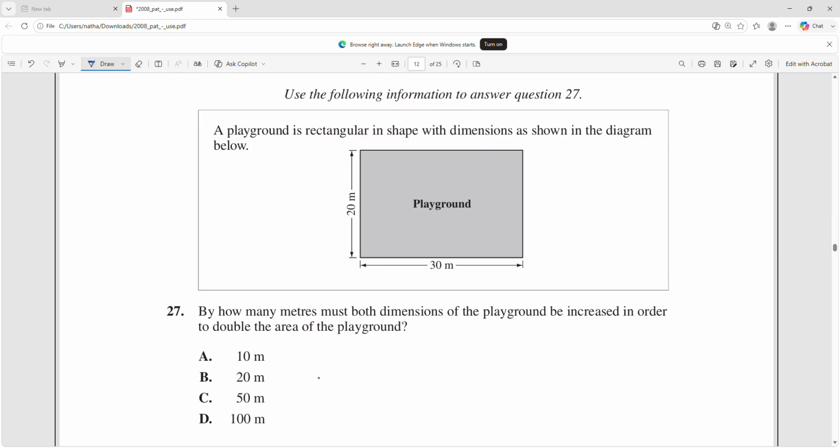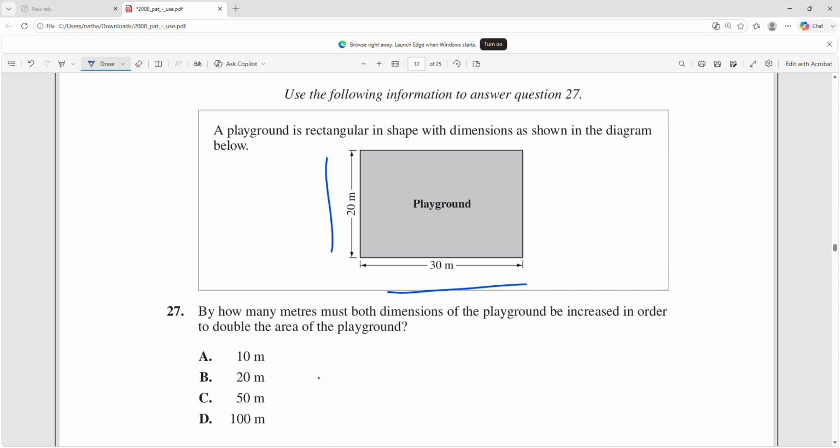Okay, so a playground is rectangular in shape with dimensions as shown in the diagram below. Here's the playground, 20 meters wide, 30 meters long. By how many meters must both dimensions of the playground be increased in order to double the area of the playground? Well, actually, we can calculate the area of the playground. It would be 20 times 30.